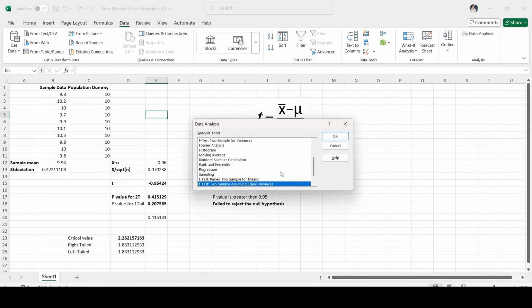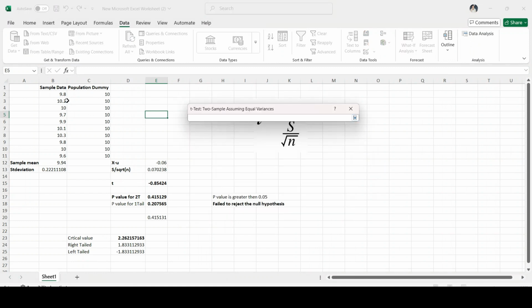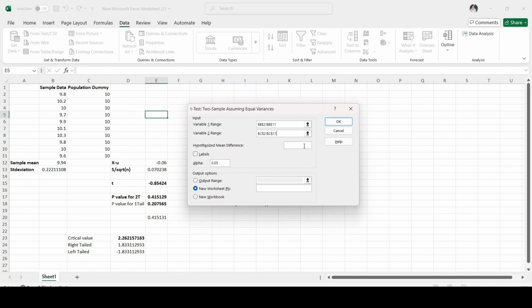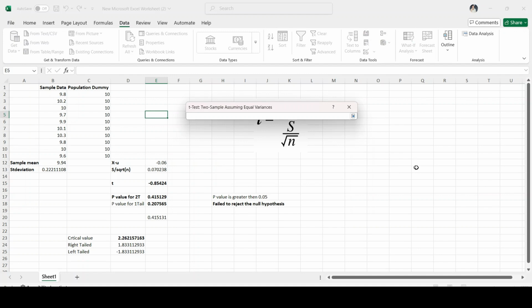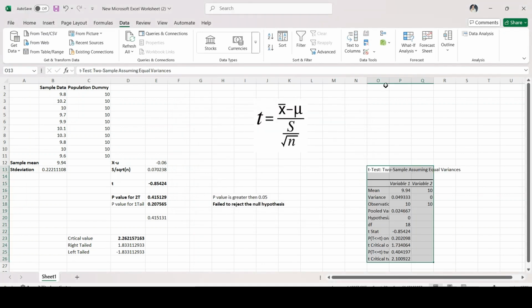So then we can select two-sample assuming equal variance. Here you can select the first one as the first value and the second with the second. Okay, so the mean difference, we see that the mean difference is 0. Labels, we didn't select these ones, so we will not check this option. Significance level is 0.05. For output, if we select here, then you can find the results here.